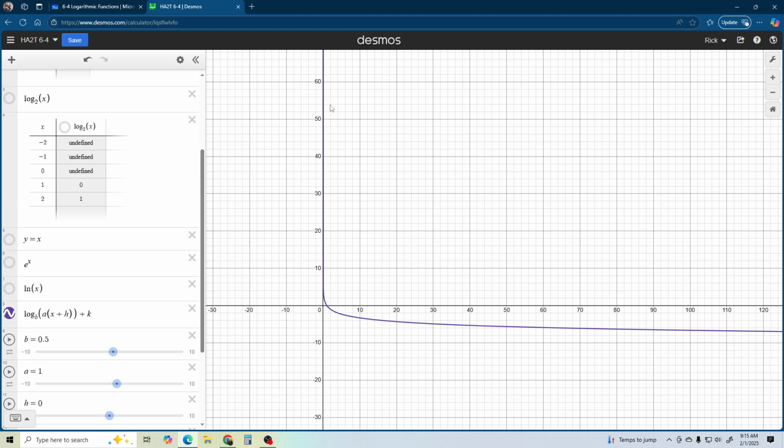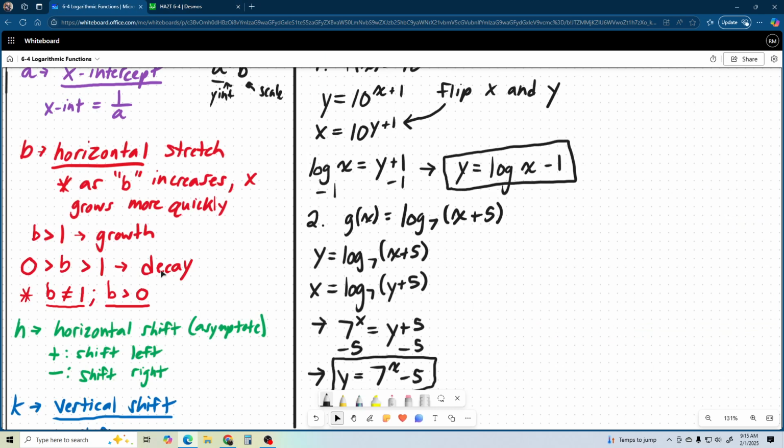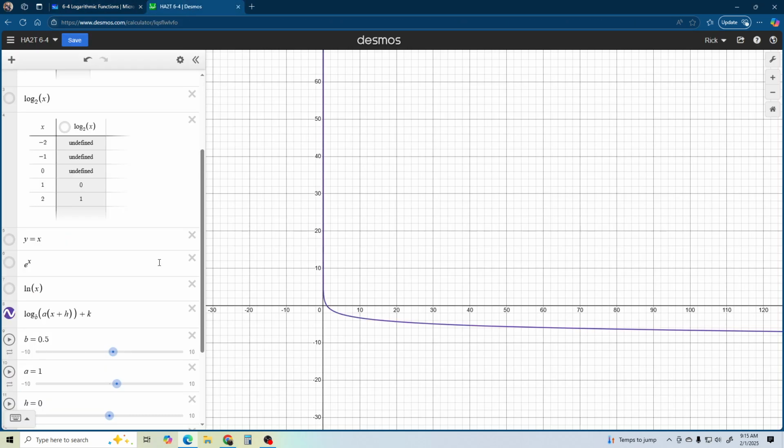Which doesn't really have as much utility in terms of problems, but it's still nice to know that that's what that is, right? We do have the inverse will also decay, right? All right, now let's talk about h. H is going to shift something that's very important in this case.